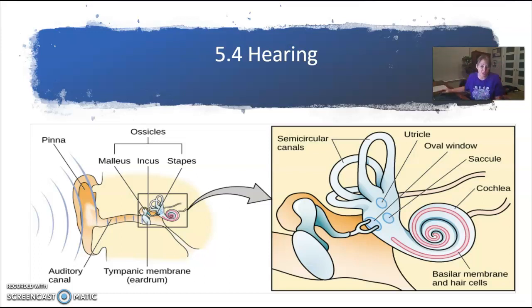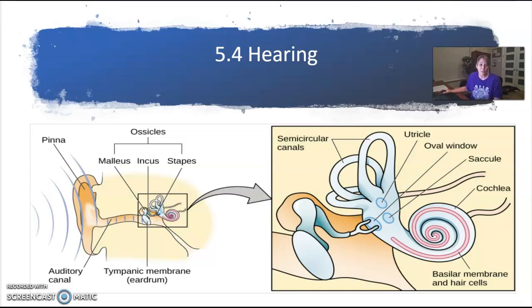Now we're going to talk about the functions. Sound waves travel along the auditory canal, that's your ear tunnel, and strike the eardrum, causing it to vibrate. This vibration results in movement of the three ossicles. As the ossicles move, the stapes presses into a thin membrane of the cochlea known as the oval window.